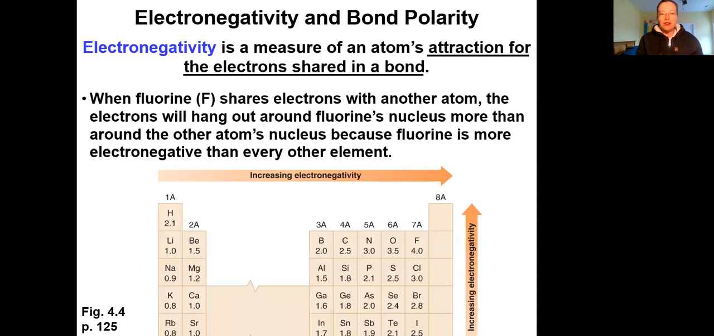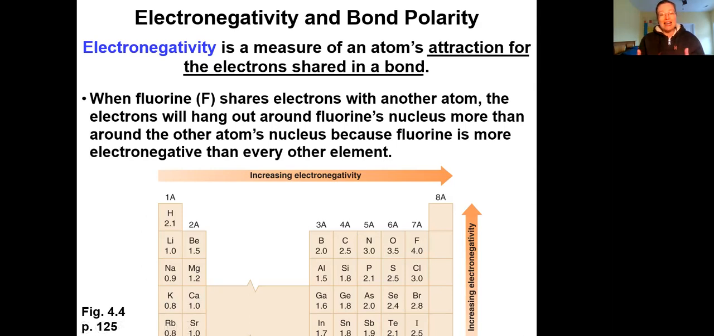We can use the periodic table to guide us with this. We have these values that were just arbitrarily assigned, meaning somebody came up with these numbers. It's not something that can be measured like a mass or a volume where you get an exact grams or milliliters, but they are able to rank the different elements based on their attraction for the electrons shared in a bond. And what they find is the metals, those guys who love to lose electrons, well, they have the lowest electronegativity. But the nonmetals have a higher electronegativity.